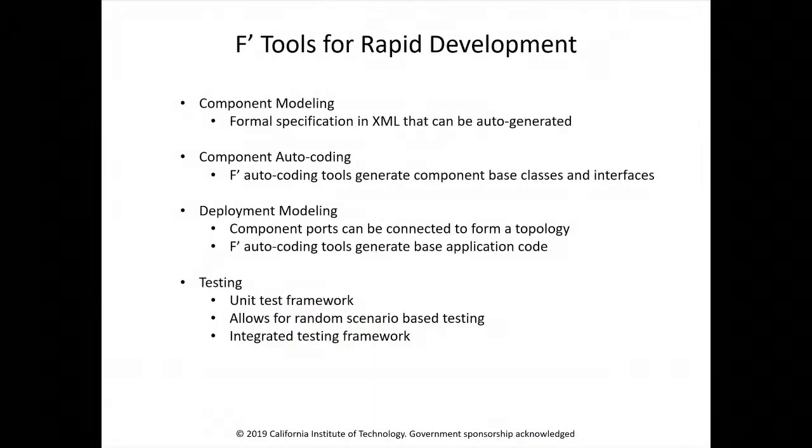So F Prime has tools for rapid development. In the first stage of development, we do modeling. We use the system modeling language that's extended for F Prime. This enables formal modelization of the F Prime components, the ports, and the component topologies. So we use MagicDraw and an in-house plugin to architecturally verify the F Prime software modules and to auto-generate the F Prime XML specifications.